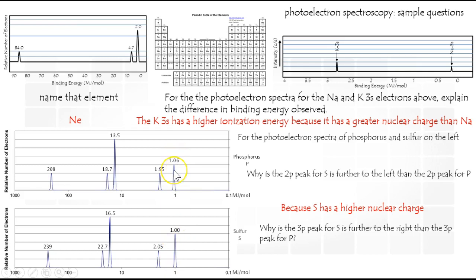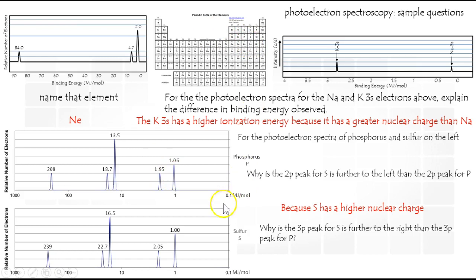lower energy. Phosphorus here, this is the 3p peak, it's a little bit higher energy. And I think the reason is because if you have more electrons in the system, you're going to have more electron repulsion, which makes it easier to remove those electrons.